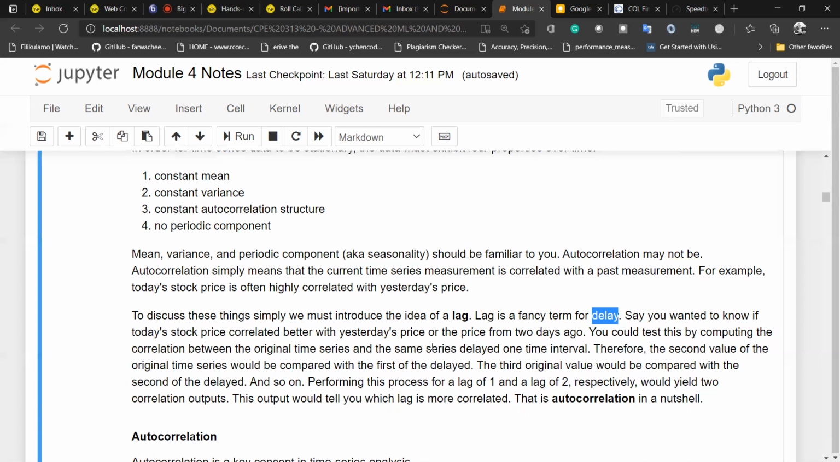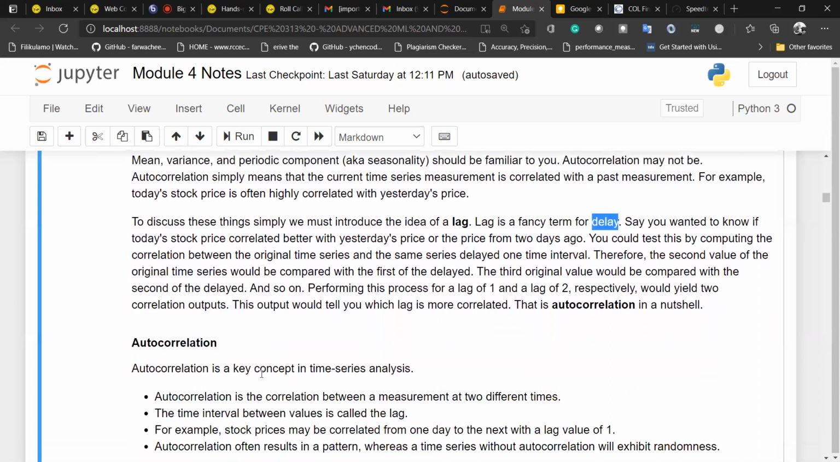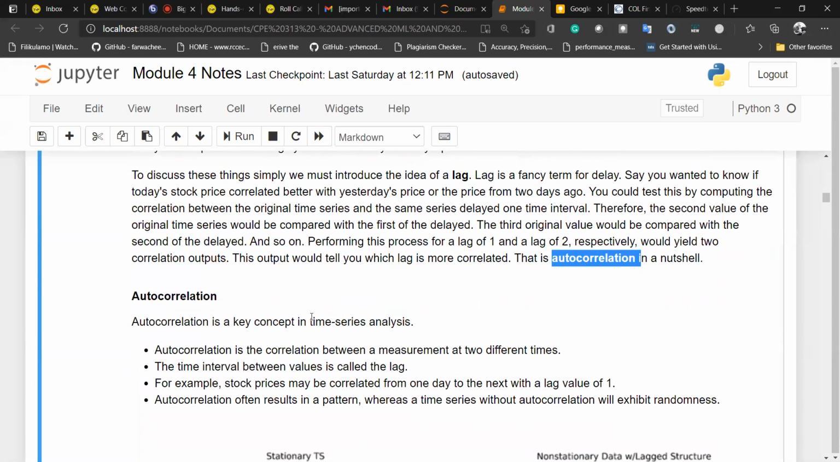And the third original value would be compared with the second of the delayed, and so on. And if you perform this process for a lag of 1 and a lag of 2, it would yield two correlation outputs. So this output would tell you which lag is more correlated. Yun yung tinatawag na autocorrelation in a nutshell. So autocorrelation again is a key concept in time series analysis.